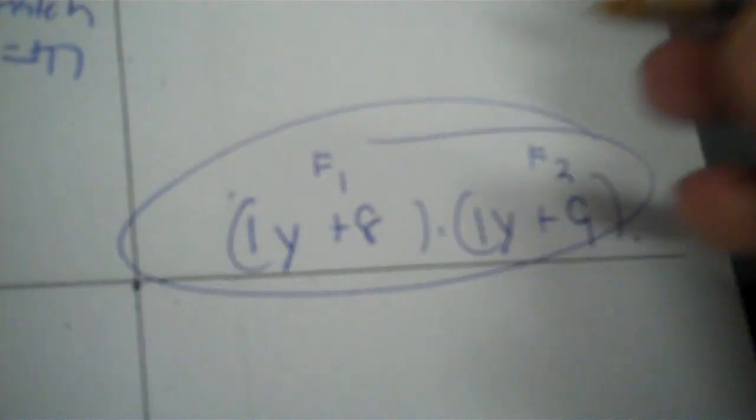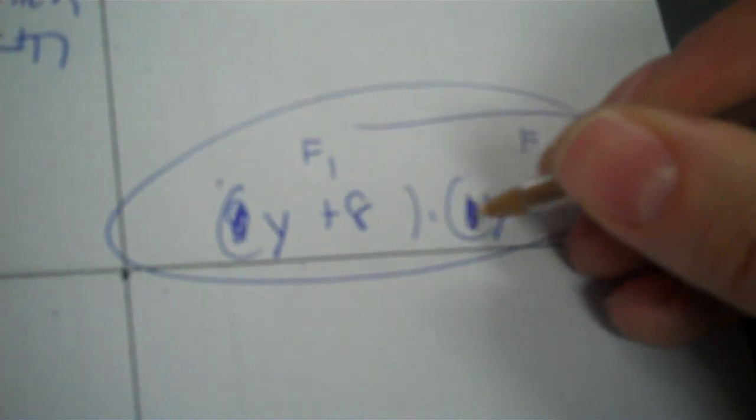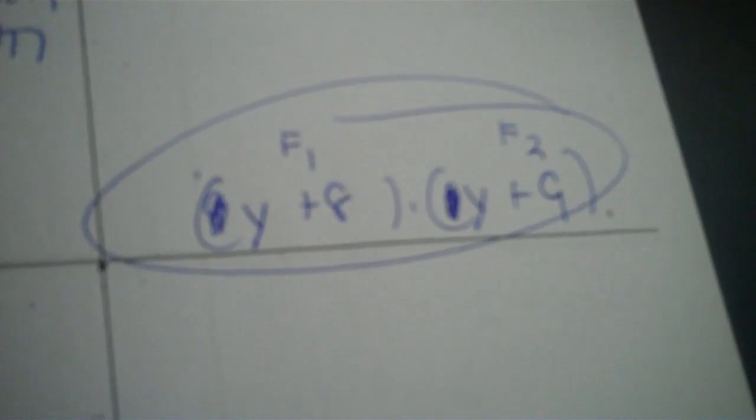Now this 1 y to the second, that could be 1, 1, and then y to the second, it'd just be y, y. There's your answer. Drop the 1s off. Okay. There you go. y plus 8 times y plus 9.